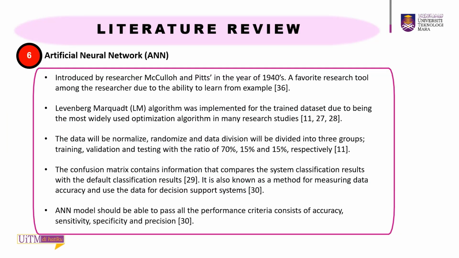Okay, we move to the last literature review, which is artificial neural network, which was introduced by the researchers McCulloch and Pitts in the 1940s. It was a favorite research tool among researchers due to its ability to learn from examples. An ANN model should pass all the performance criteria, such as accuracy, sensitivity, specificity, and precision.